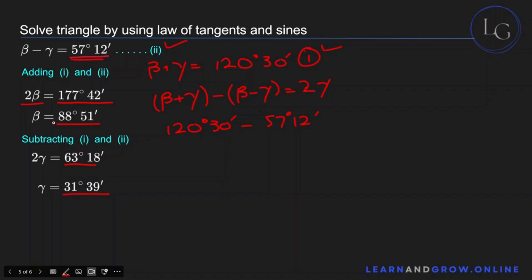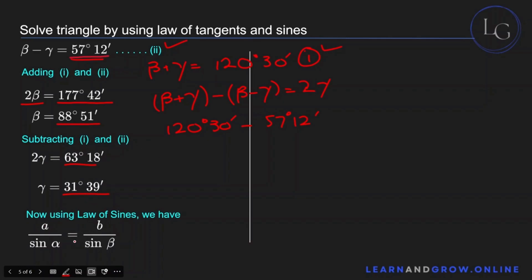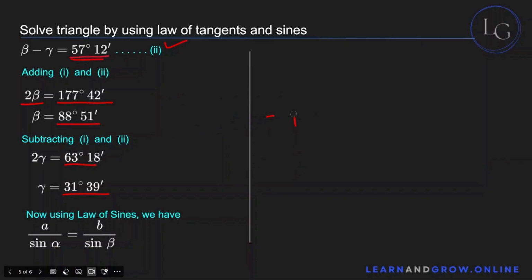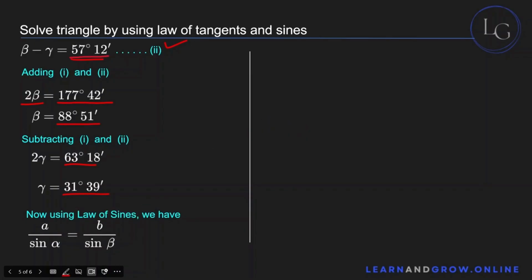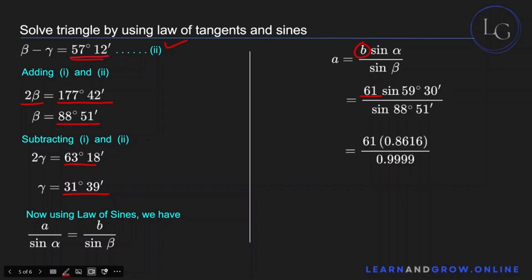So gamma is equal to this. So now you have alpha and beta and gamma. Now you can use the law of sines to find the sides. So A over sine alpha is equal to B over sine beta. Let me just rub all of this off. So A over sine alpha is equal to B over sine beta, which gives you A is equal to B sine alpha over sine beta, because we knew B from the start, it was 61, and now you can find out the value of A, which turns out to be 53.